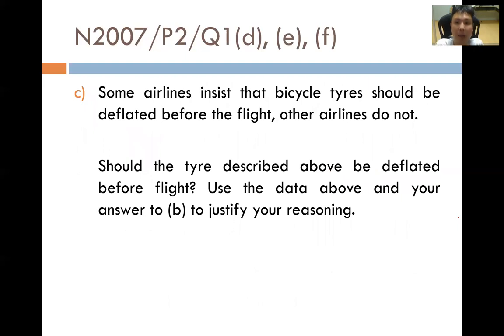Some airlines insist that bicycle tires should be deflated before the flight. Some other airlines do not. Should the tire described above be deflated before the flight? Use the data above and your answer to part B to justify your reasoning.